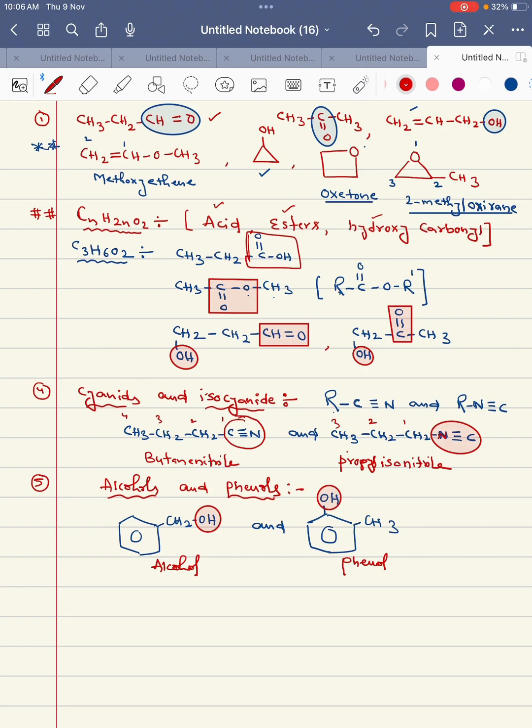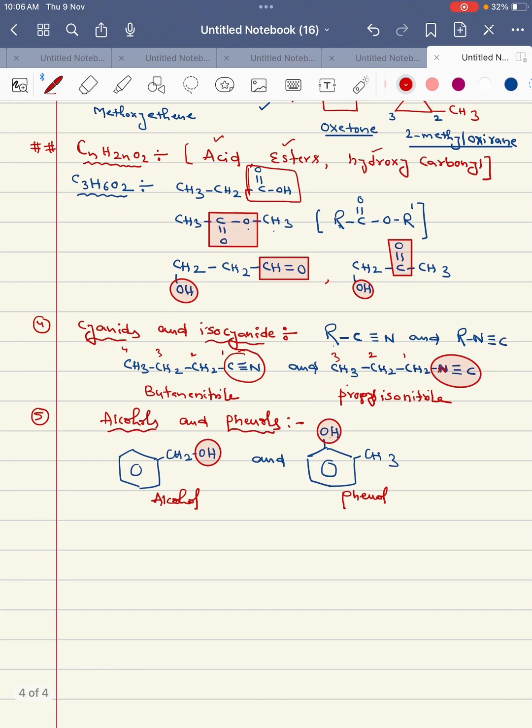It is called normal alcohol. Now this is called benzyl alcohol, and this is called cresols generally. On the benzene ring, one OH group and a CH3 group are there. It is called cresols. We'll move on to the next example.